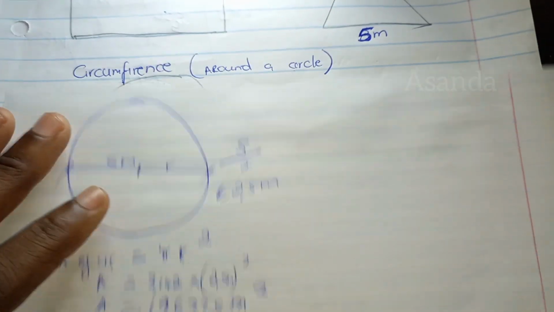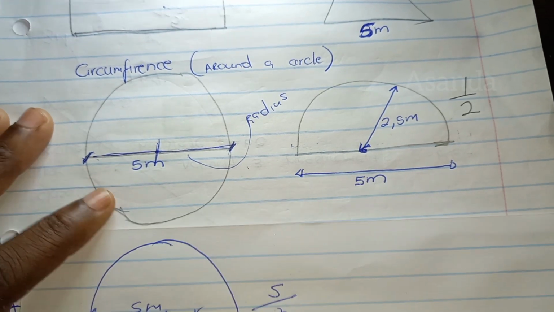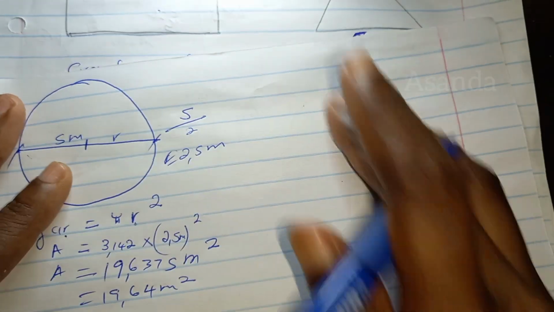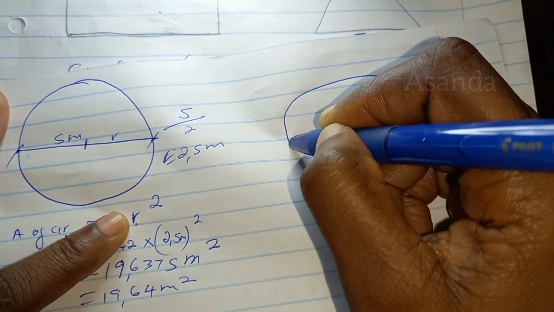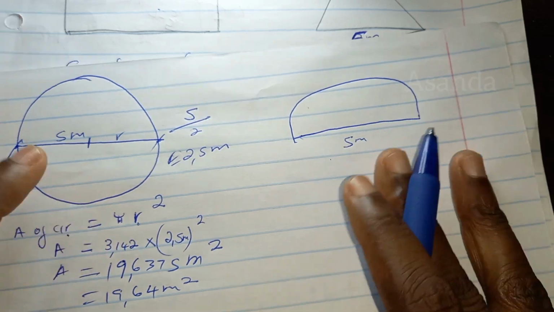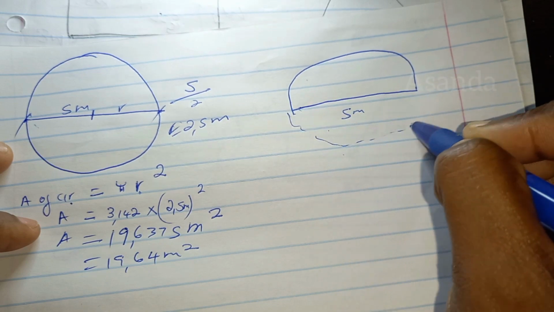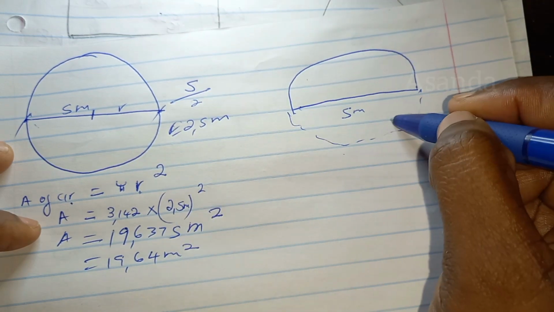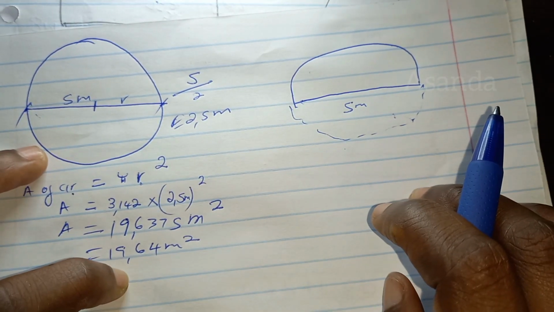Now, if we were asked for the semicircle, this circle is the same as this one. If I was asked to calculate the area of the semicircle, which is 5 meters in diameter, I would calculate it as if it's a full circle, and then I will just divide the answer by 2, and it will give me half of the area.